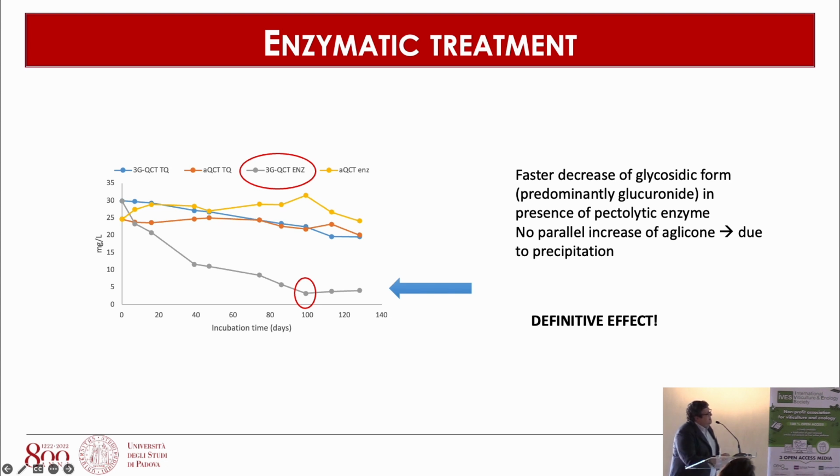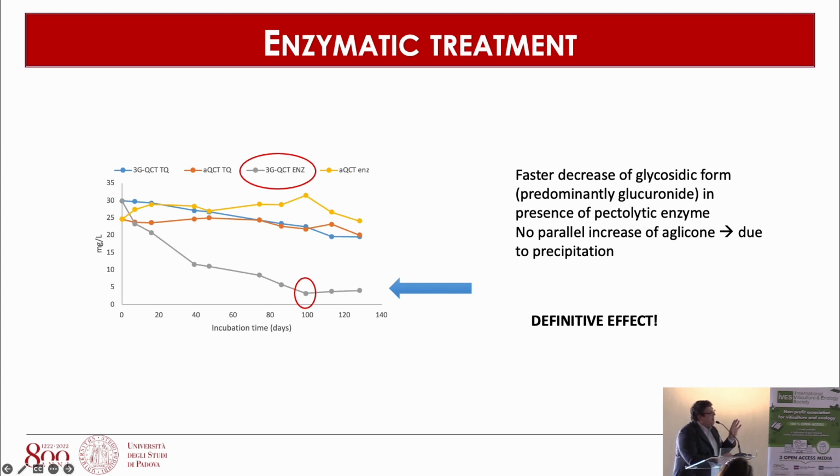What is strange is that we don't notice such a big increase of aglycone. Why? Because aglycone is unstable, is insoluble. So when it is released by the enzymes, it precipitates. So we arrive at the end with a stable wine.